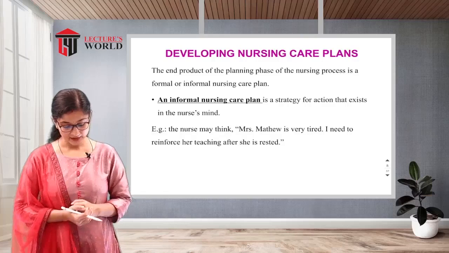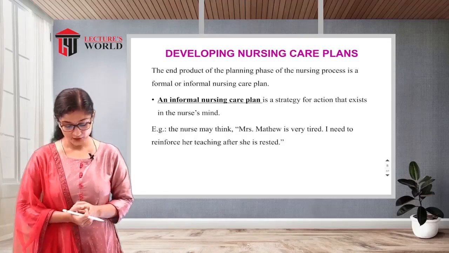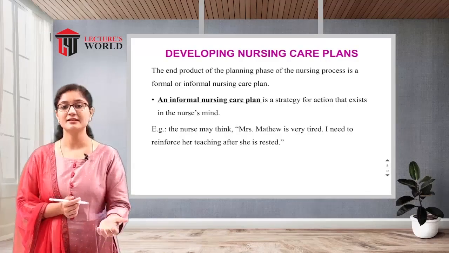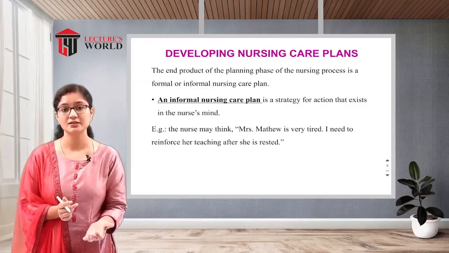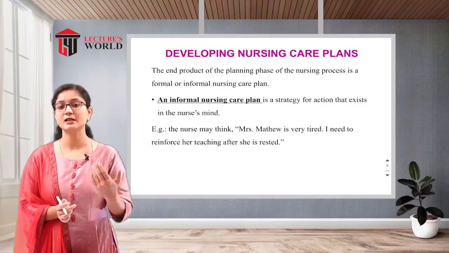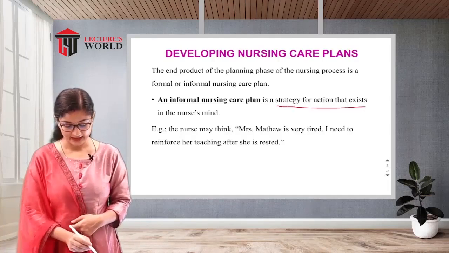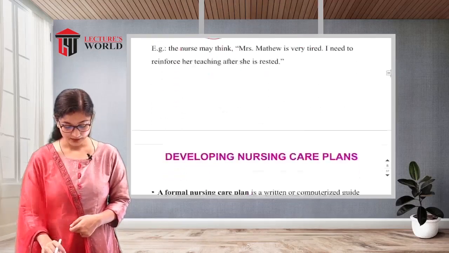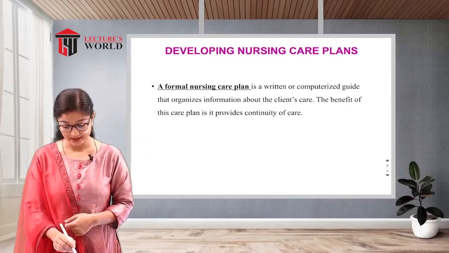Okay. The example is given. The nurse may think, Mrs. Matthew is very tired. I need to reinforce her teaching after she is rested. Just an example. She saw her patient is getting tired, so she thought that I don't want to give her health education now. Let her rest, and when she wakes up, then I will approach her and give her health education. So remember, strategies for action that exist in the nurse's mind. So that is informal. Next is a formal nursing care plan. This is very important. Formal is always written.